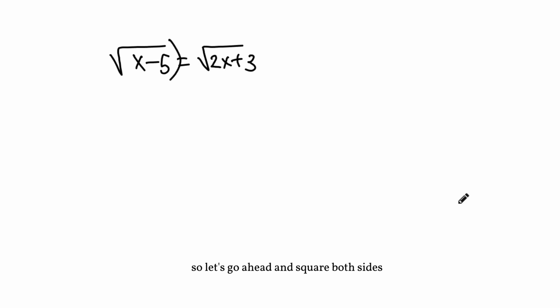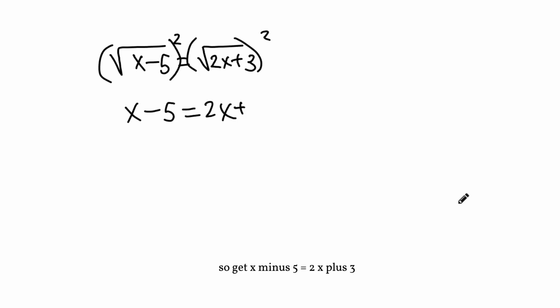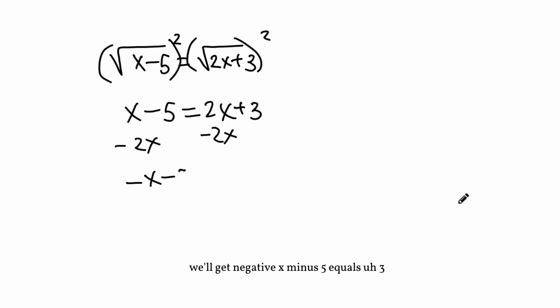So let's go ahead and square both sides. If we square both sides, the square roots go away. So we'll get x minus 5 equals 2x plus 3. Now we want to go ahead and solve for x. Again, this is very simple. I'm sure you know how to do this. But let's go ahead and subtract 2x and move it to the left side. We'll get negative x minus 5 equals 3.